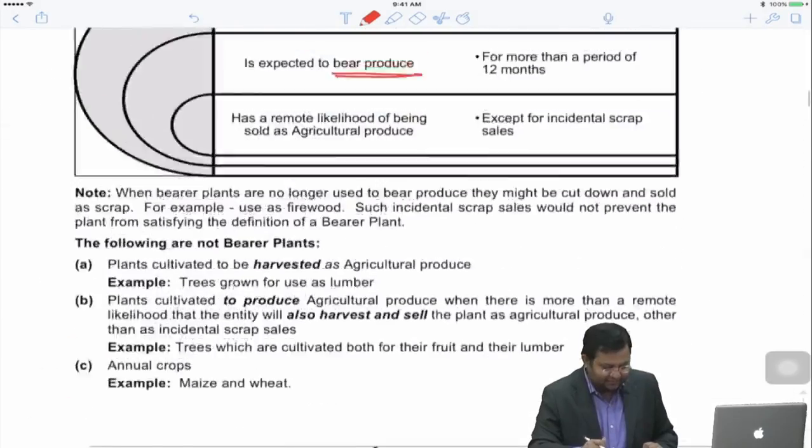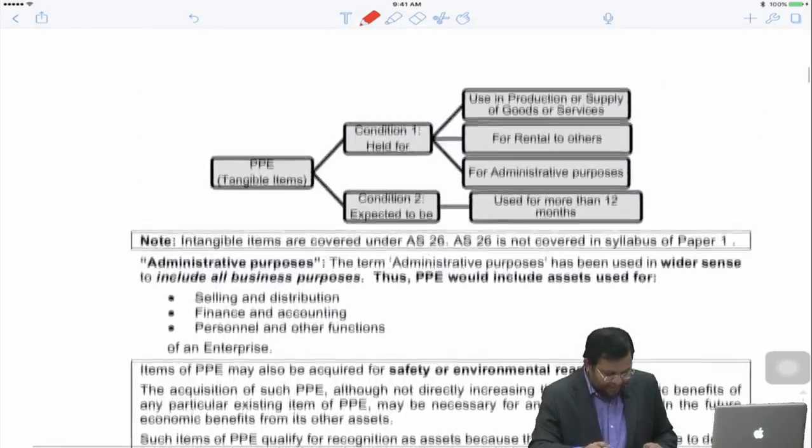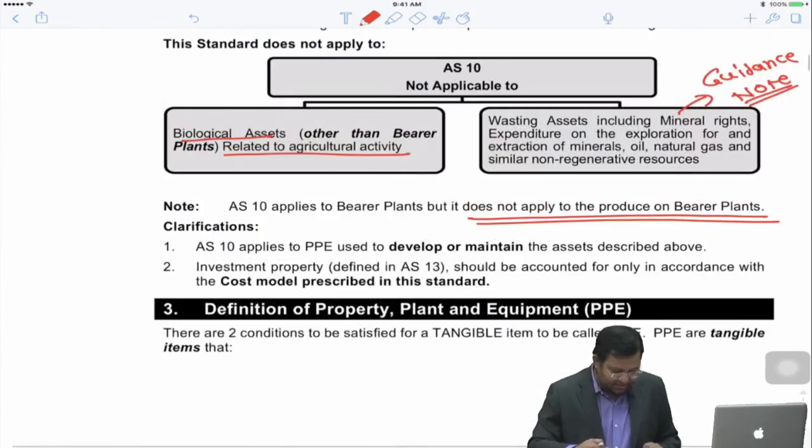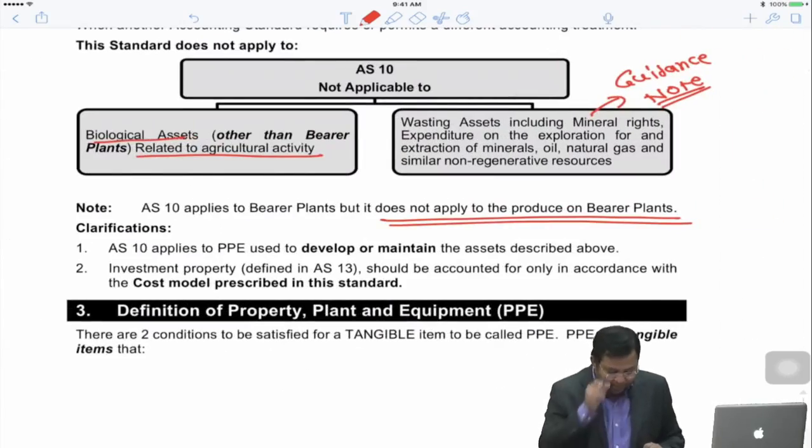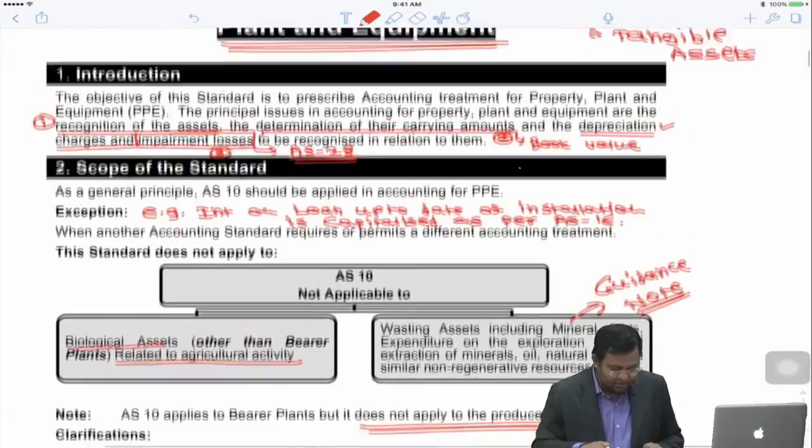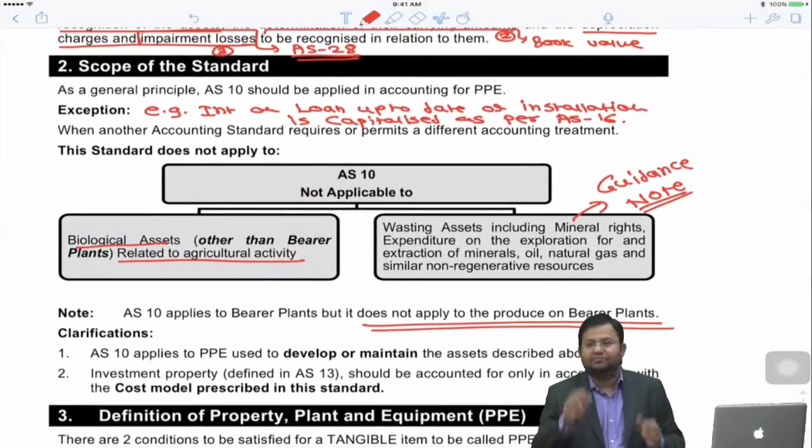Agricultural activity. Come back. ये बीच में जो चीजें थी वो हमने कवर नहीं की. Definition of property plant equipment करेंगे. स्कोप समझ लो पहले. I expect complete silence.